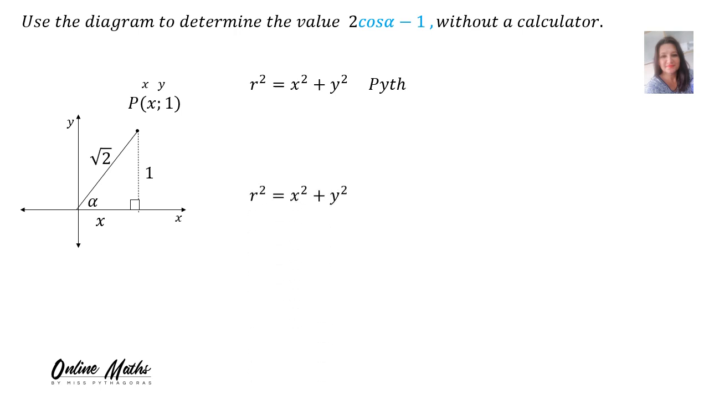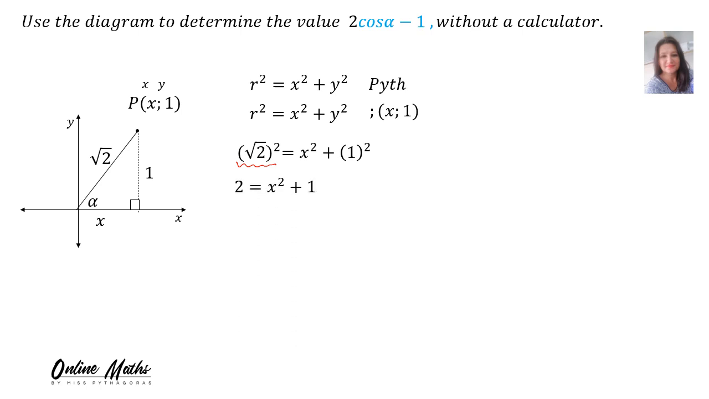Now we're going to substitute into the theorem of Pythagoras. R's value is root 2, inside a bracket squared, equals x squared, which is what we're looking for, plus y's value, 1 squared. Then we can say root 2 squared is just 2, equals x squared plus 1 squared. 1 squared is 1.